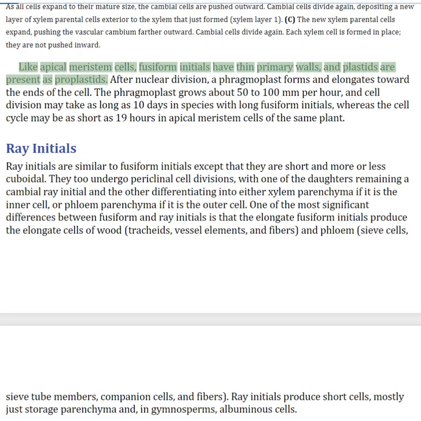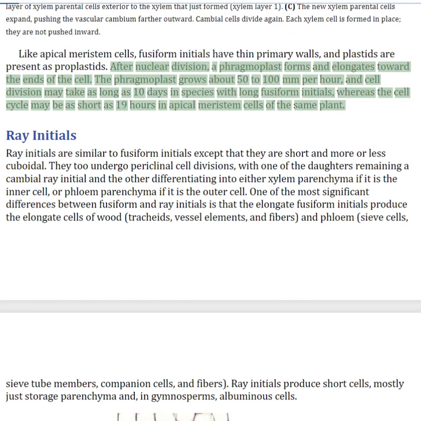Like apical meristem cells, fusiform initials have thin primary walls, and plastids are present as proplastids. After nuclear division, a phragmoplast forms and elongates toward the ends of the cell. The phragmoplast grows about 50 to 100 mm per hour, and cell division may take as long as 10 days in species with long fusiform initials, whereas the cell cycle may be as short as 19 hours in apical meristem cells of the same plant.